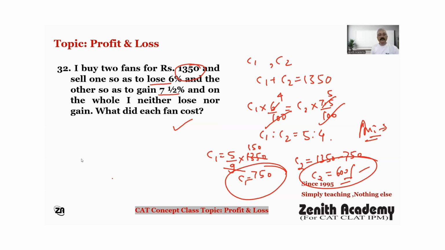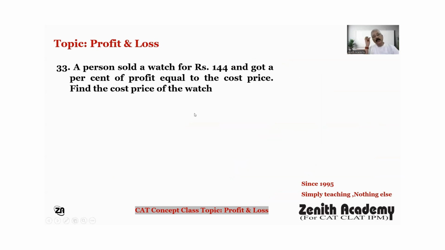Now see next. The next question is, a person sold a watch for rupees 144 and got a percent of profit equal to the cost price. Find the cost price of the watch. So here only my concern is with the language. Suppose the cost price is X, then profit is equal to X%. It is given. A person sold a watch for rupees 144, got a percent of profit equal to the cost price, right?